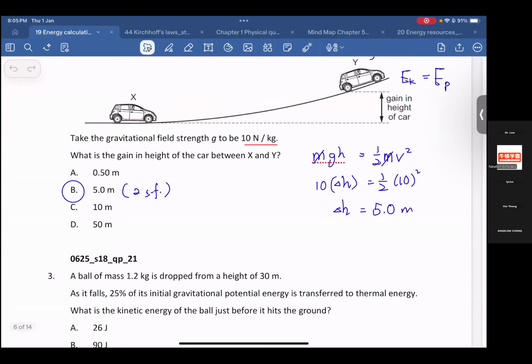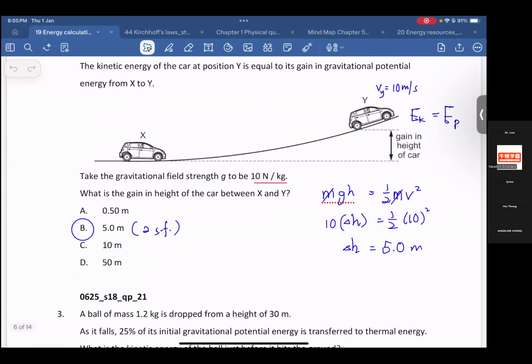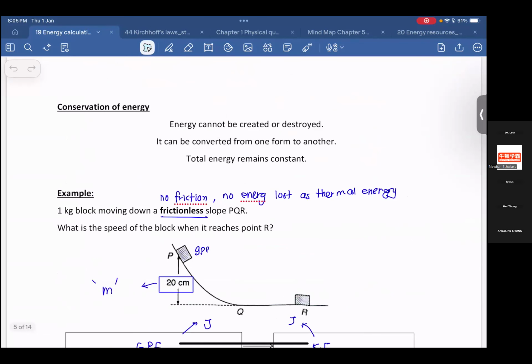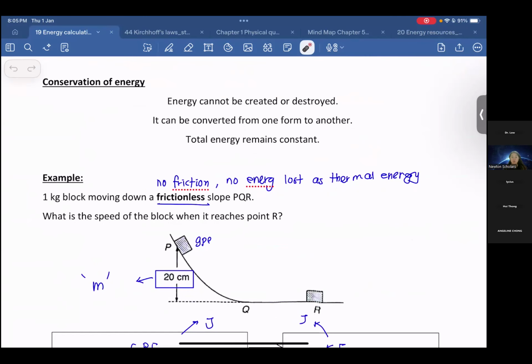Okay, last week we stopped at lesson number 19. It's about the energy, conservation of energy. So before we continue, we recall a bit, okay? So boys and girls, conservation of energy says that energy cannot be created or destroyed. It can only be transformed from one form to another form. So total energy remains constant in the system.